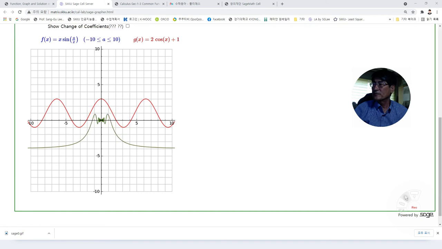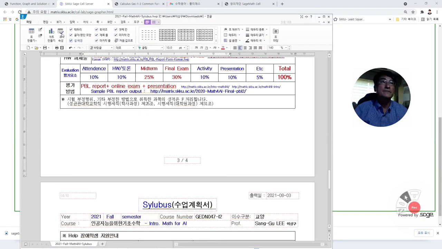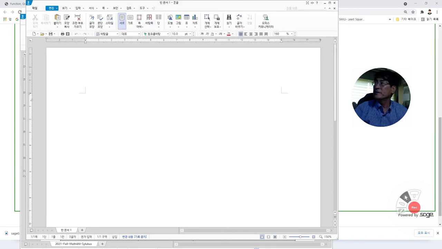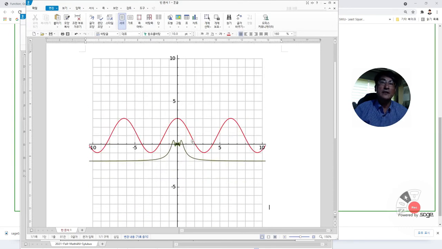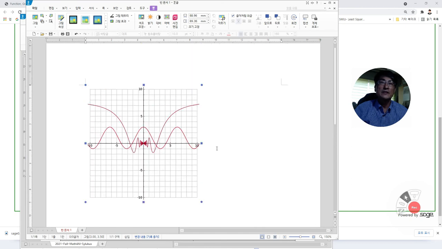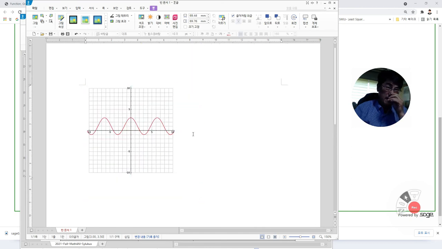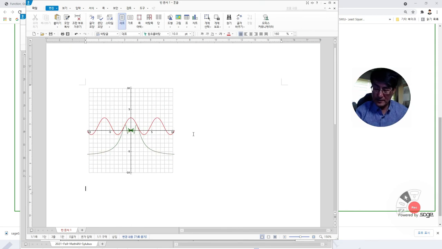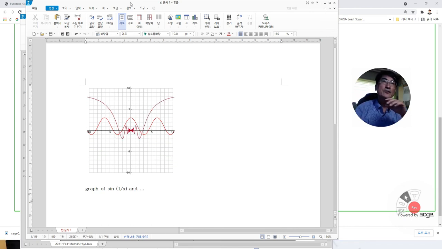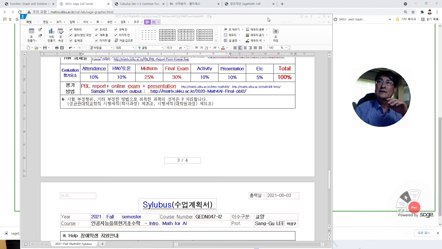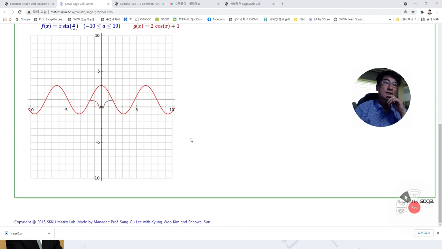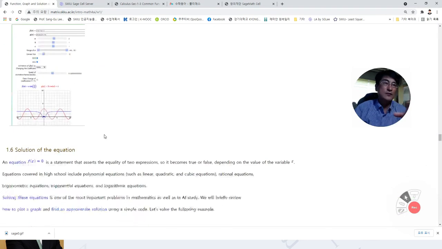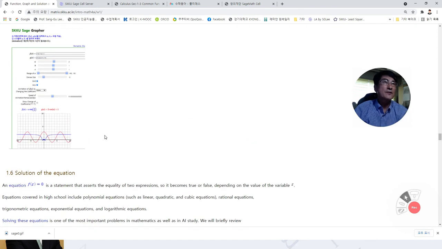Not only that, in a new paper, if you put it in here, you can easily make your report. I drew the graph of it here. This is a graph of sine 1 over x. So you can make a report of it to explain it. There are many things that you can do with what I have made for you. I think that's it for this first lecture.